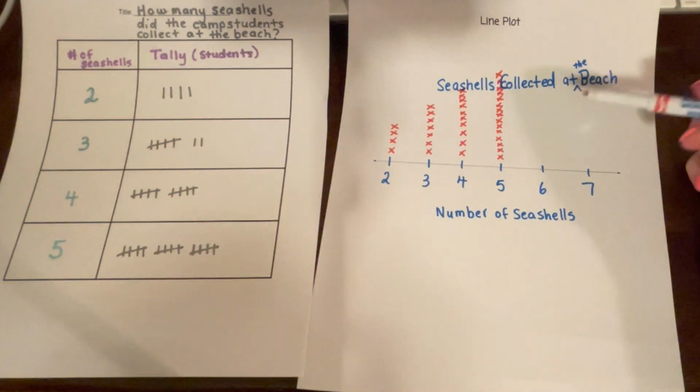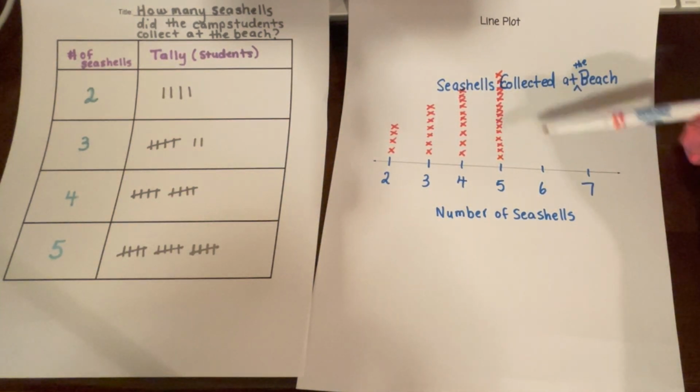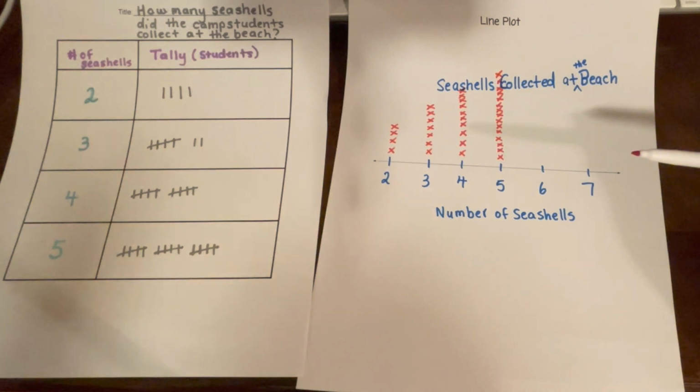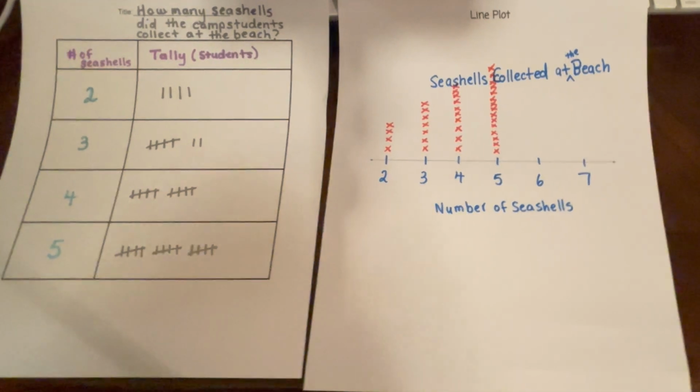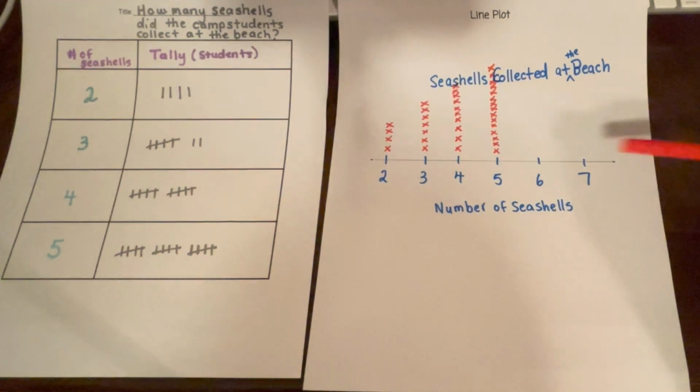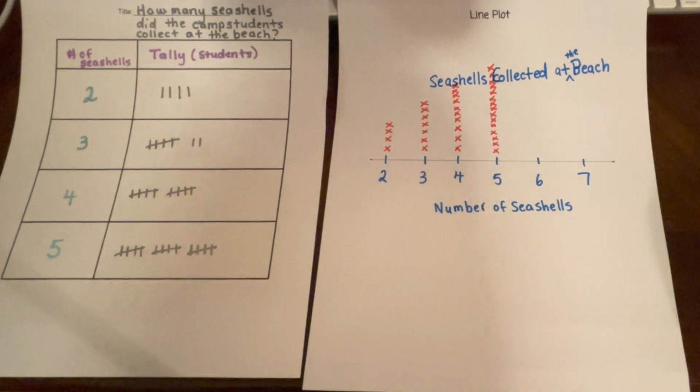So remember, make sure to have that title far away. Maybe actually do the title last. And then 6 and 7, no one collected seashells, so that students can see that in the graph once they look at the data. So that is how you would create a line plot. So good luck if you had a question that asked how many or how much for making your line plot.